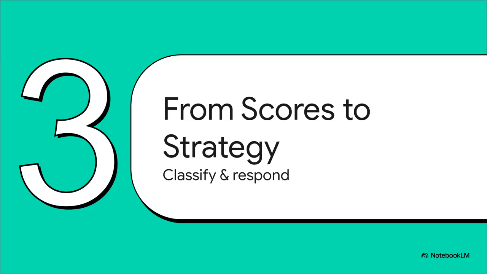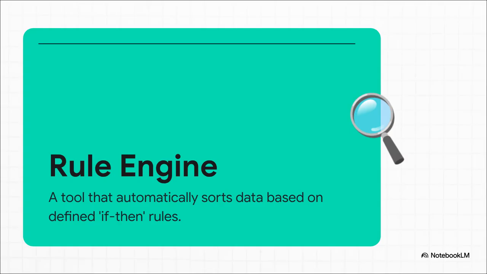Okay, so now every single risk has a number attached to it. That means we can stop looking at them one by one. The next step is to use that score to automatically sort them into buckets that actually mean something, and even suggest a strategy. The tool we use for this is called a rule engine. Now, that sounds way more complicated than it is. It really just works on simple if this, then that logic that you get to define.